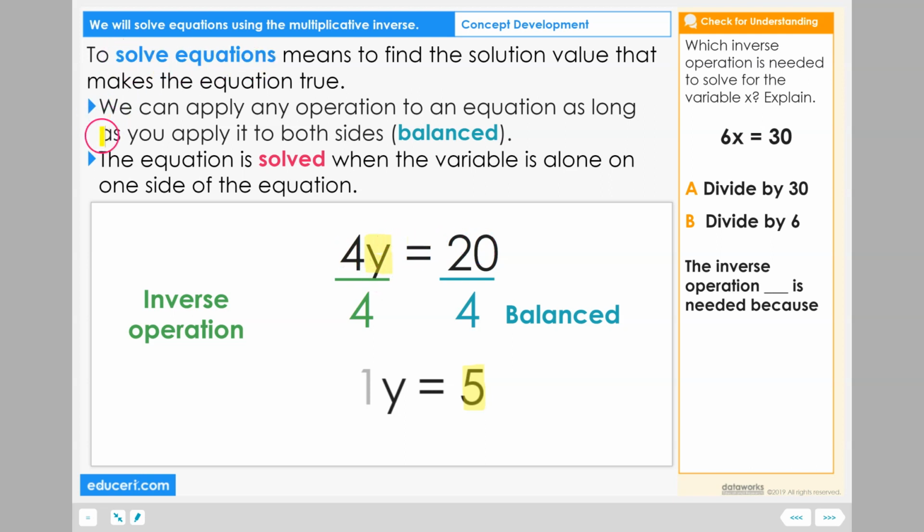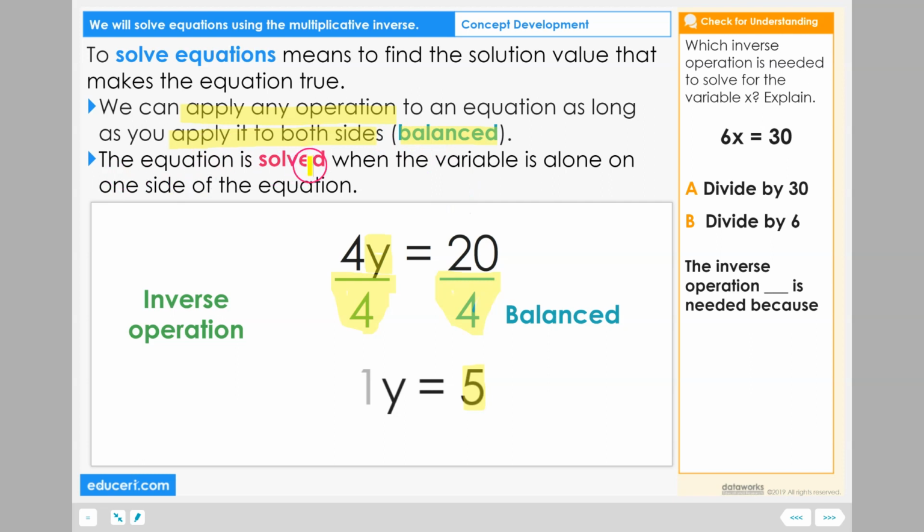When solving equations, we can apply any operation to an equation as long as you apply it to both sides. We keep the equation balanced. Over here we see that we use the inverse operation of dividing by 4, and because we used it on one side, we had to use divide by 4 on the other. You have the freedom to choose what you do, but just make sure that whatever you do, you apply it to both sides to keep the equation balanced.